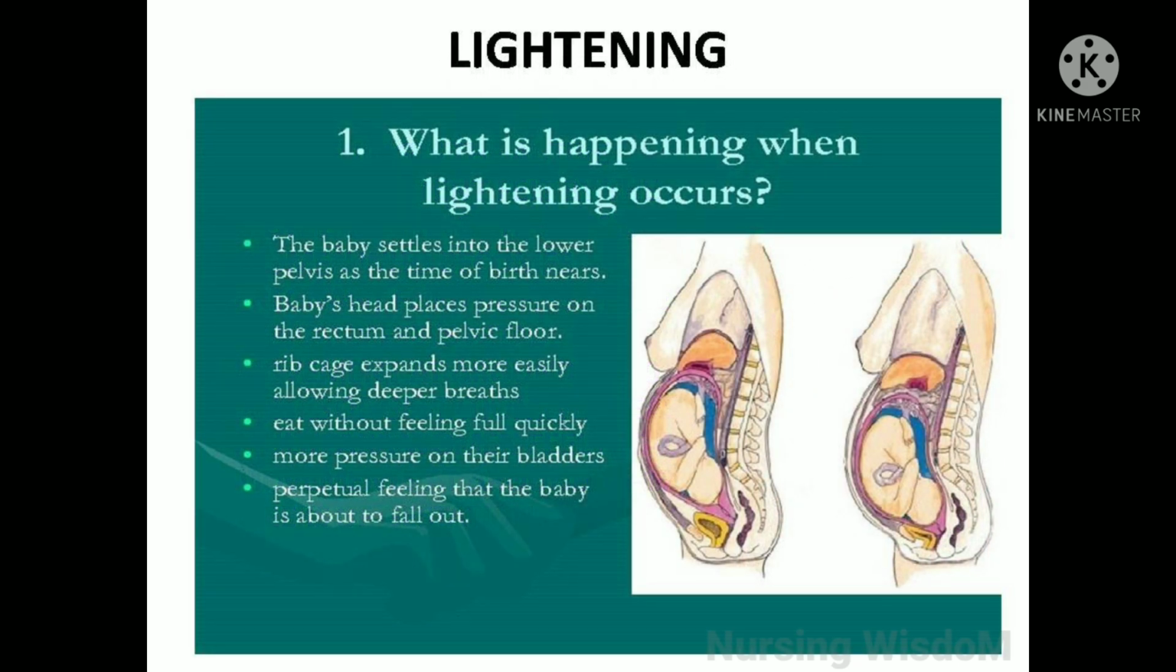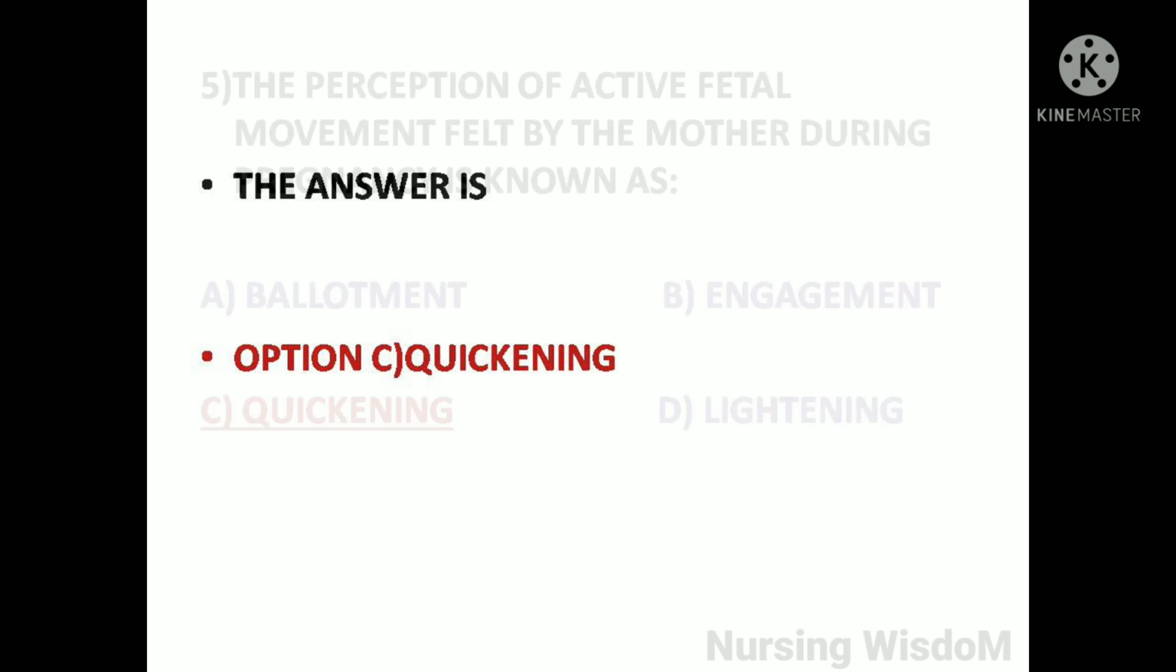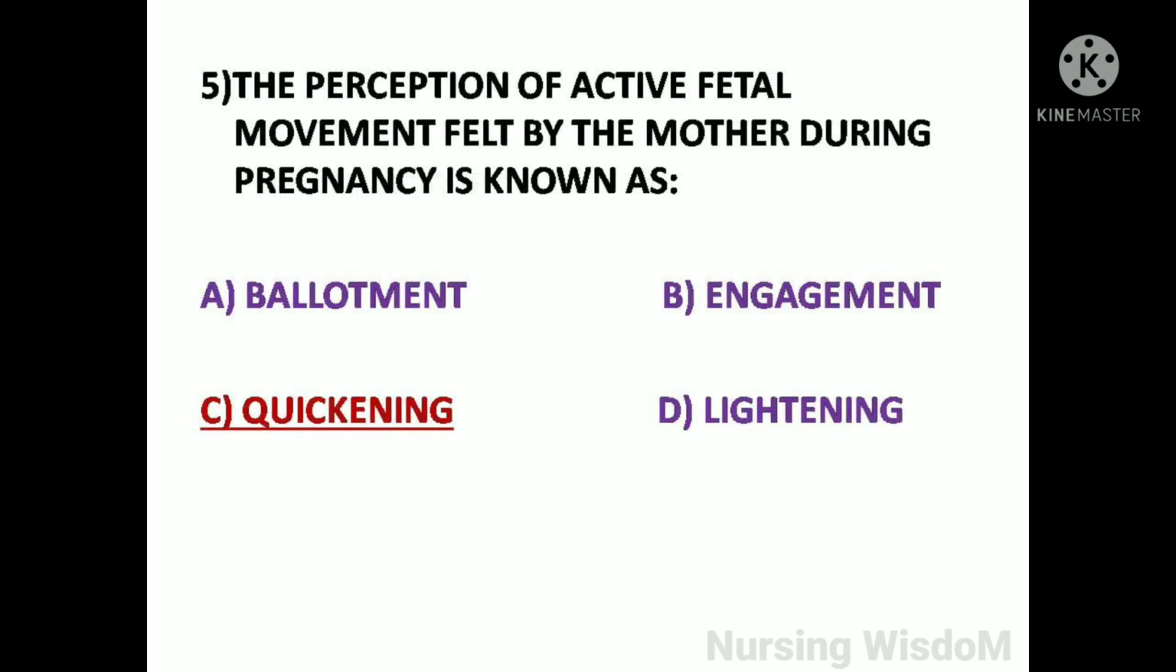Lightening. What is happening when lightening occurs? The baby settles into the lower pelvis as the time of birth nears. Baby's head places pressure on the rectum and pelvic floor. Ribcage expands more easily, allowing deeper breaths. Eat without feeling full quickly. More pressure on the bladder. Perpetual feeling that the baby is about to fall out. The answer is option C, quickening. The perception of active fetal movement felt by the mother during pregnancy is known as option C, quickening.